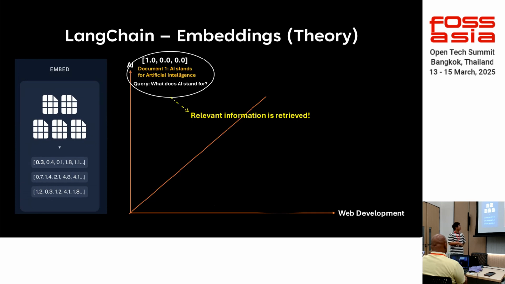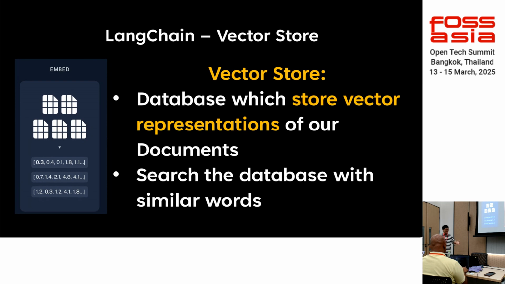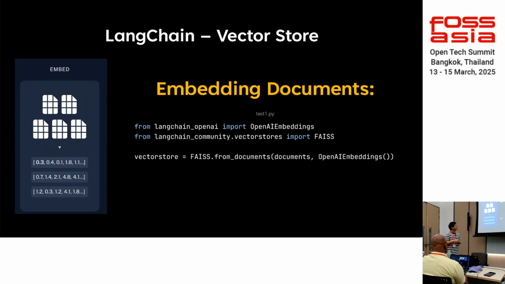Okay. So we need to store these numbers in a vector storage. This vector storage is for us to store this vector representation of the documents. And with this database, we are also able to use the user query and search out the most relevant document. So to embed the documents, you need to import an embedding model.